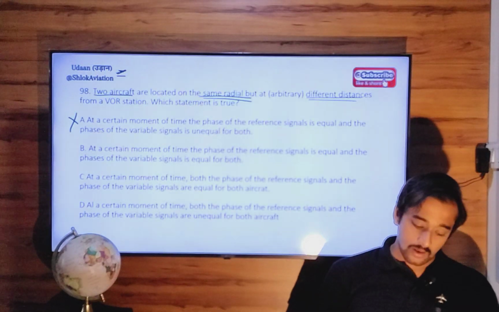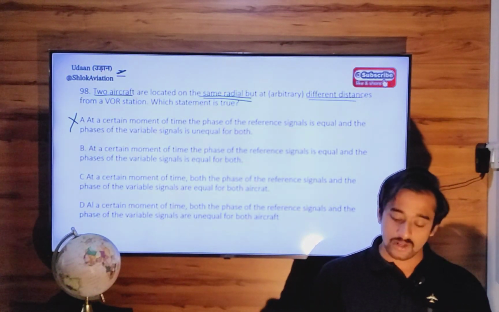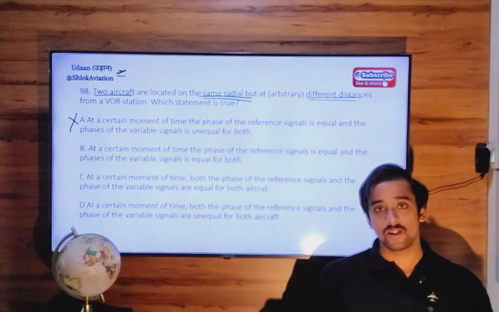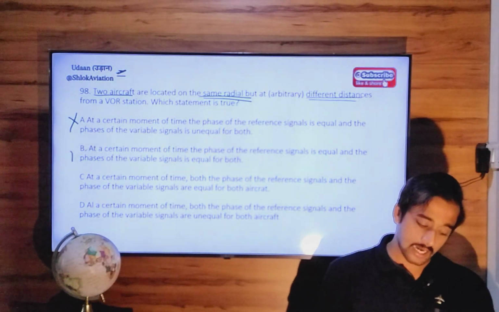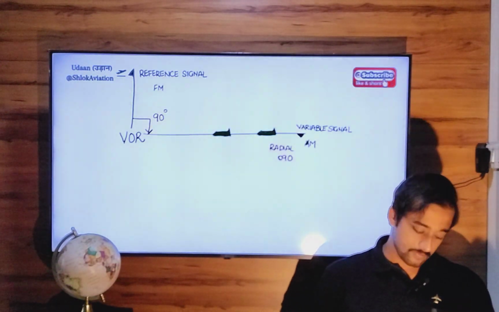So A is wrong. B states that at a certain moment of time, the phase of the reference signal is equal and the phase of the variable signal is equal for both. So option B is the correct option. The reference signal is the same. The variable phase signal is also the same.